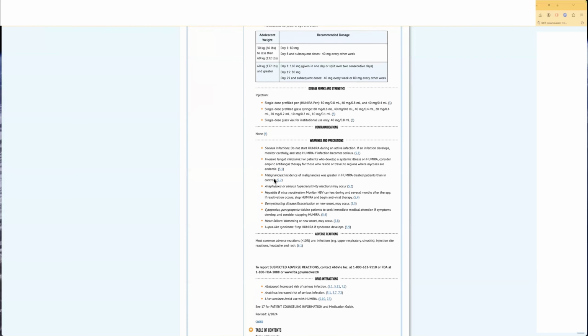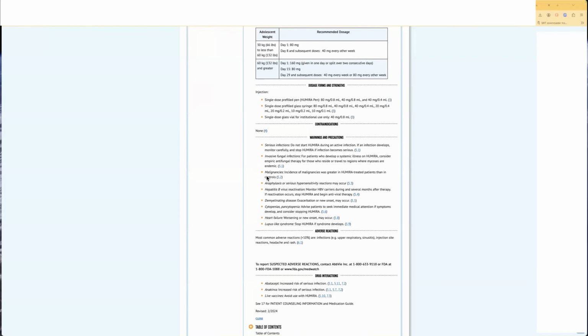Then we have another section related to the warning and precautions. This section is already added into the warning box on the top. However, these are additional warnings and precautions. So, for example, hepatitis B virus reactivation is one of the risks. It's very interesting to know about that.